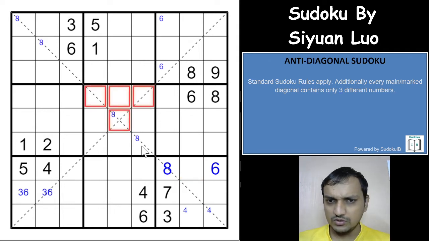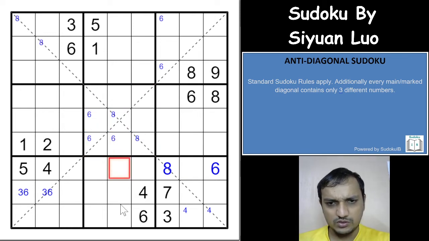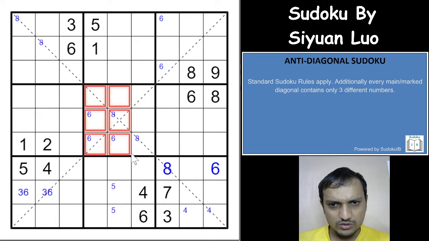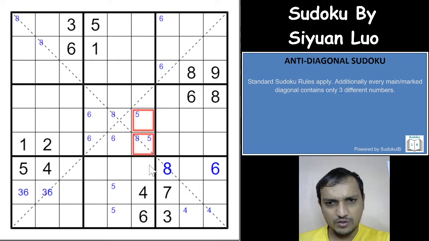6 cannot be here, 6 cannot be on this diagonal, 6 cannot be here. 6 would have to be in one of these three cells, so that would not help us much. 5 would have to be in one of these two cells, so 5 would have to be in one of these three cells, right? But this cell cannot be a 5 because this diagonal cannot have a 5, so this diagonal also cannot have a 5, so this cell cannot be a 5. So where were we? This cell, this cell, this cell, right? So these two cells can be a 5 here.